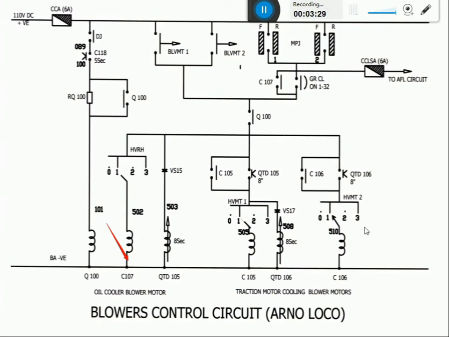Similarly, if the C106 contactor is not closing, we have to change the position of HVMT2. It should be in 1 position, we can change it to 3 and try. And we have to check the flexibility of this contactor C106. Any pit marks or weld marks, we can clean. And we have to ensure QTD106 is in energized condition.